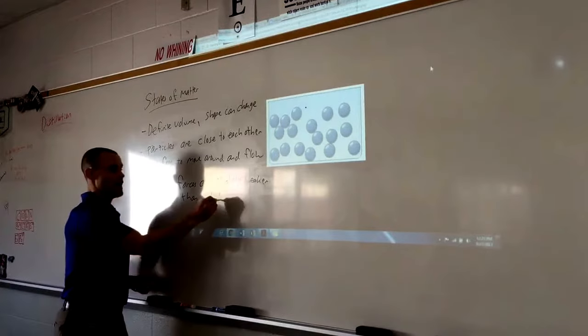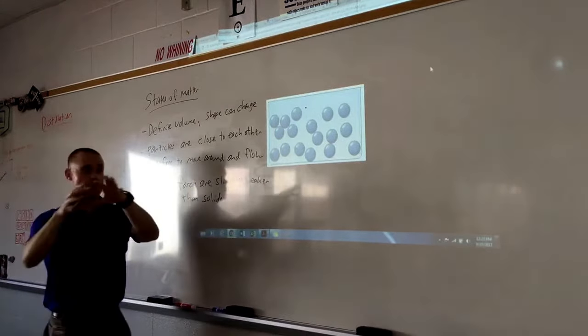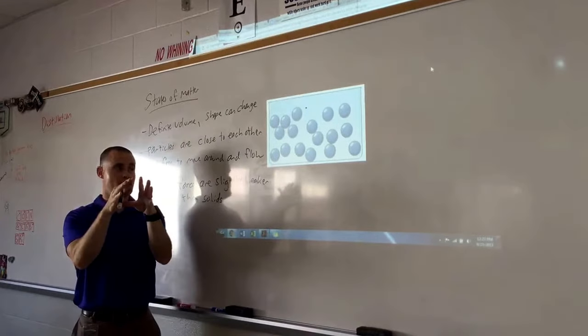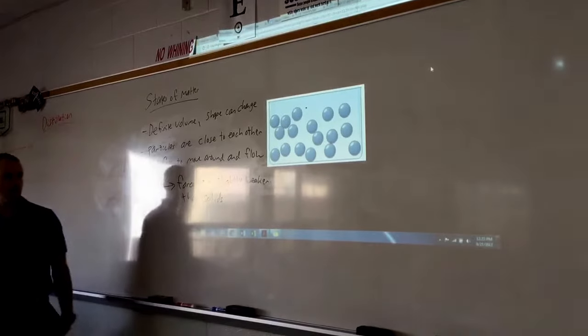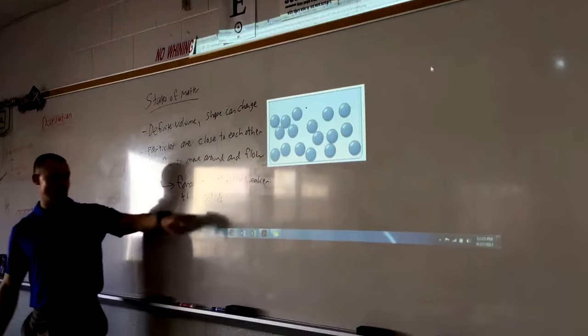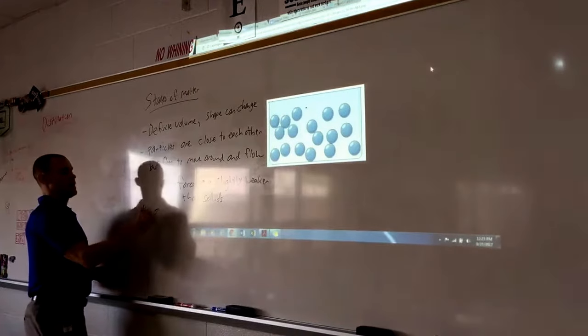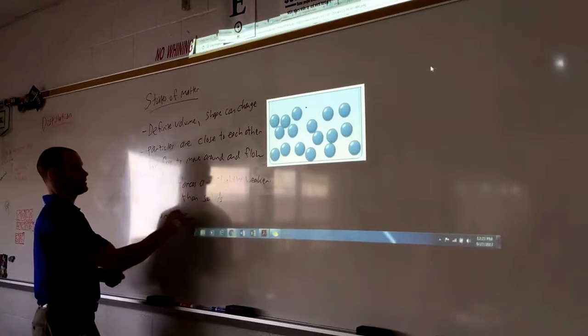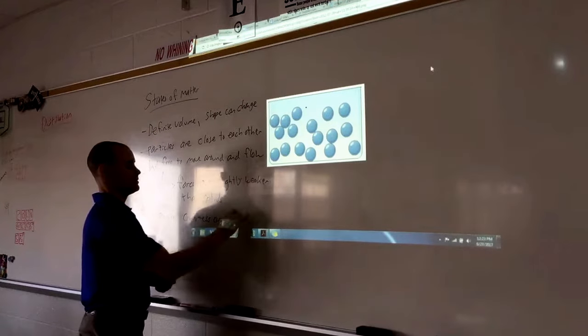Okay? That's why instead of just sitting there vibrating, they're able to break free a little and move around. That's why liquids flow and can move and slosh around, because their forces are a little bit weaker. Cannot compress or expand liquids.